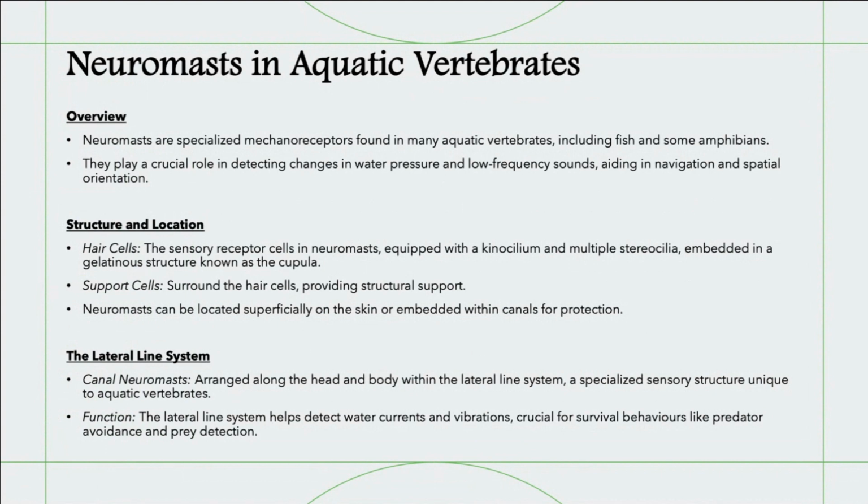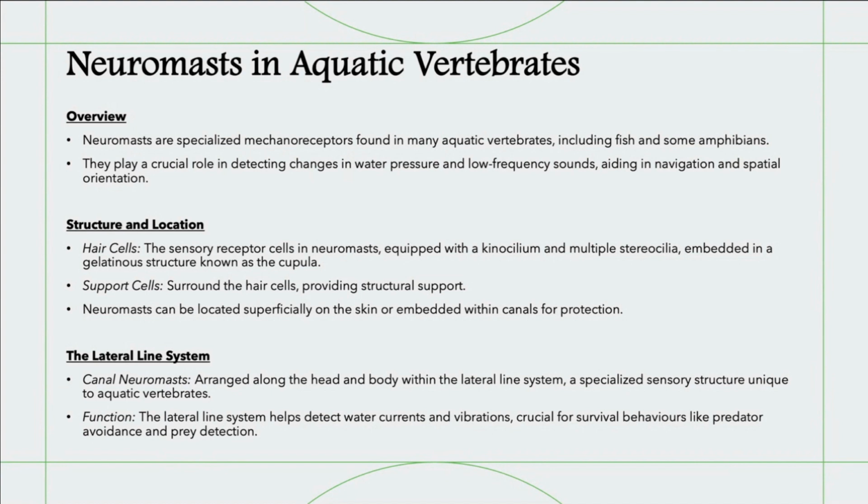Now the structure and the location. So the sensory receptor cells in neuromasts have got kinocilium and multiple stereocilia. Now these are structures which kind of seem like hair, okay? And these structures have some mobility, in some cases they may not have mobility, but basically having the kinocilium and the stereocilia means that whenever something pushes down on them, that is what's going to start the nervous impulse.